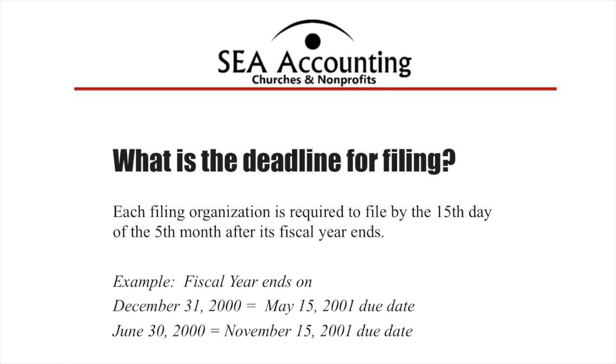The next topic we're going to discuss is what is the deadline for filing. Each filing organization is required to file by the 15th day of the 5th month after its fiscal year ends. For example, if your year ends December 31st, then your due date for filing your 990 is May 15th, which is 5 months and 15 days after your year closes. So if it closes June 30th, then your 990 is due by November 15th.